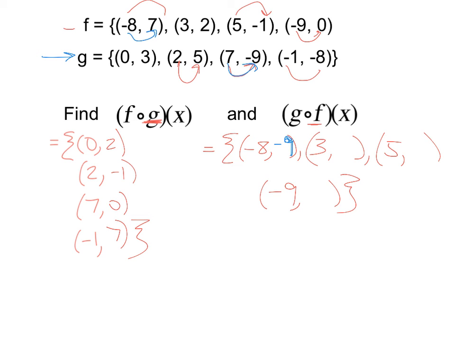All right, we got 3. 3 is 2, so I got the 2. Come down, 2 gives me 5. 5 up top gives me -1. Down below, -1 gives me -8. And -9 brings me to 0. 0 brings me to 3. So that is the function.